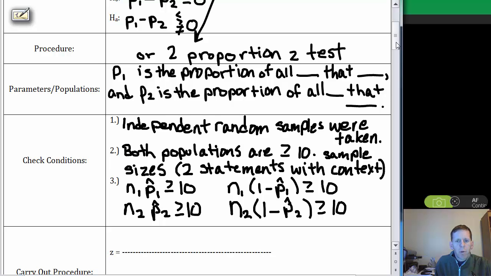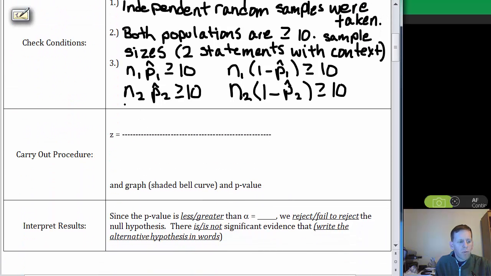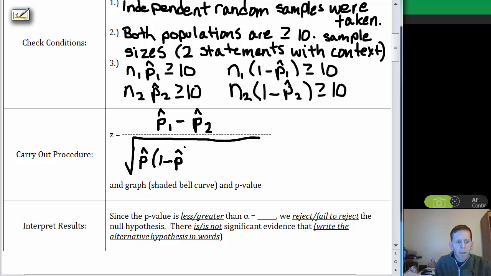As we move into step 3, when we carry out our procedure, we have a new formula to calculate our Z statistic. In the numerator is the difference of our 2 sample proportions, p hat 1 minus p hat 2. The denominator is a little unusual. It's the square root of the product of p hat, not p hat 1 or p hat 2, just p hat, times 1 minus p hat, times the sum of 1 over n sub 1 plus 1 over n sub 2.